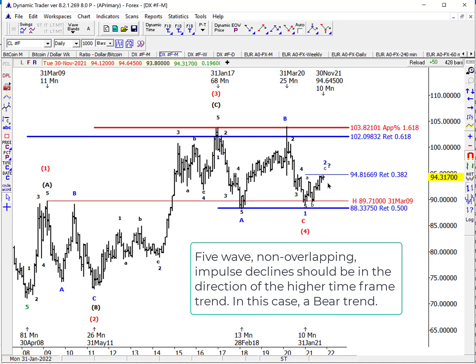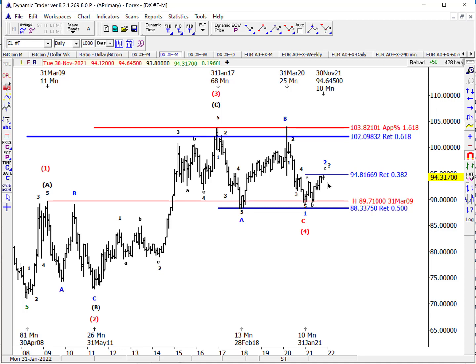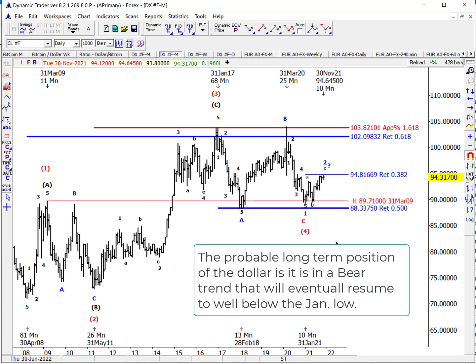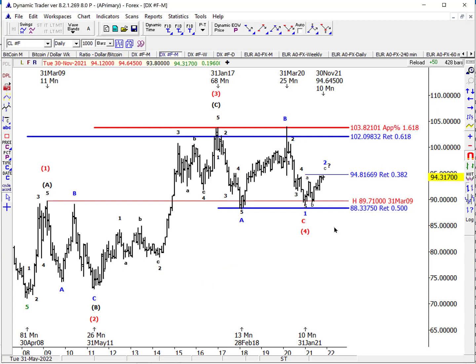What follows a correction? Well, it's a resumption of the trend prior to the correction, to a new extreme. In other words, if the dollar completes a correction in this immediate time frame, it should then be followed by a resumption of the bear trend to a new low. We won't go over all of the details of the long-term position, but the bottom line is, more than likely, the dollar is in a major bear trend and will continue in a major bear trend for many months to well below this early January's low. So that's the monthly wave count and position of the dollar.